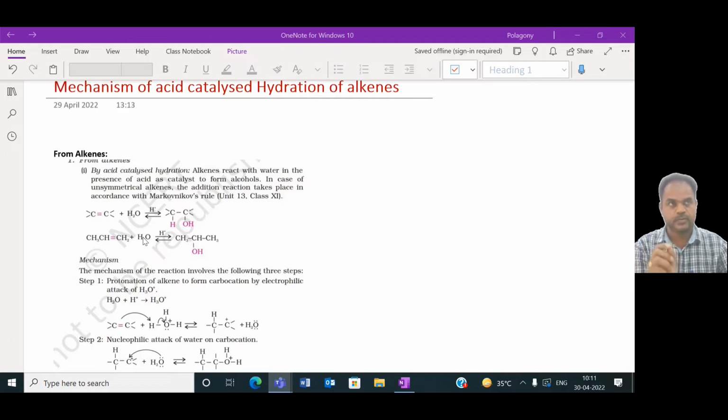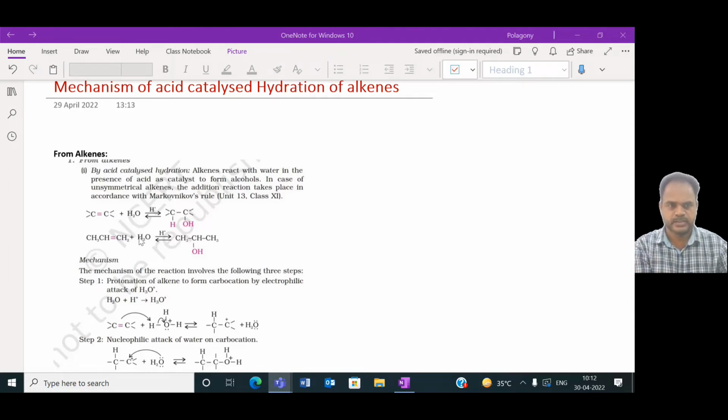As per the Markovnikov rule, the negative addendum, or the nucleophile, moves towards the higher degree carbon, the carbon having a smaller number of hydrogen atoms. This is the Markovnikov rule that you have studied in the 11th class, the previous class.